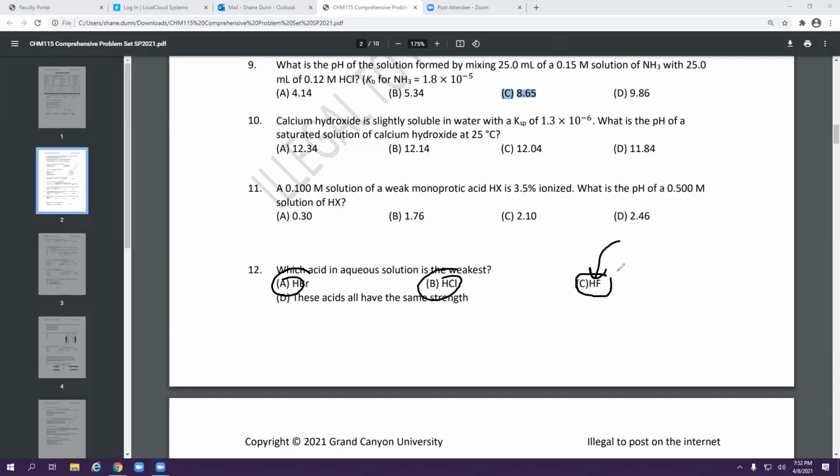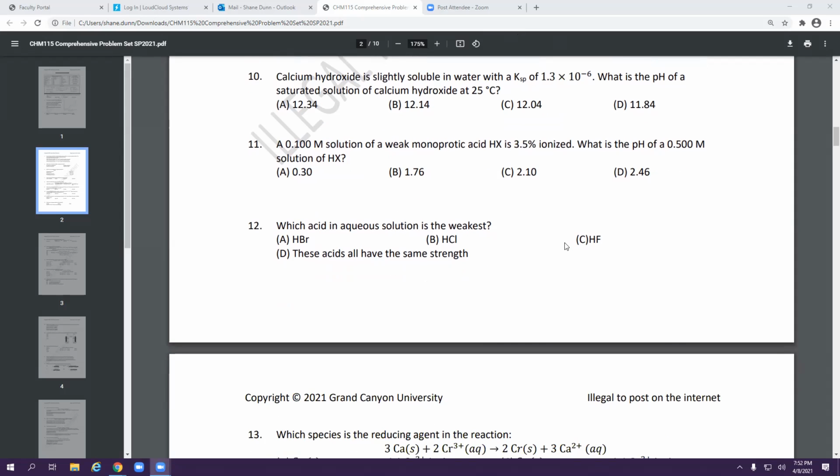Strong, weak. So the weakest acid would be the weakest acid. So I was looking at the pHs for all of them, and it told me that the HCl had a lower pH, which means it's a stronger acid. See, that's why you have to be very careful when you do these things. You got to slow down and remember what I drew up there.